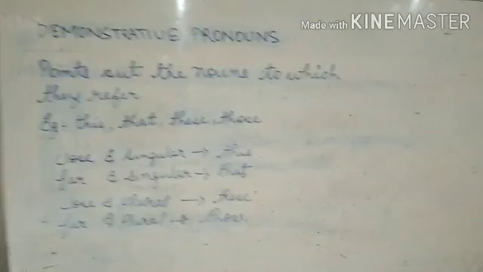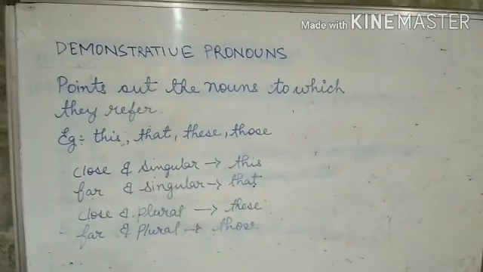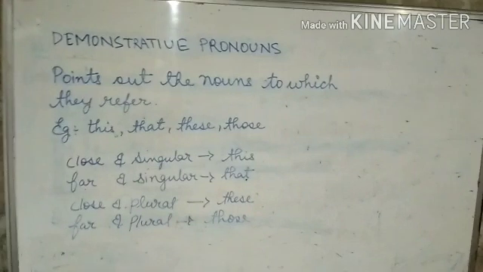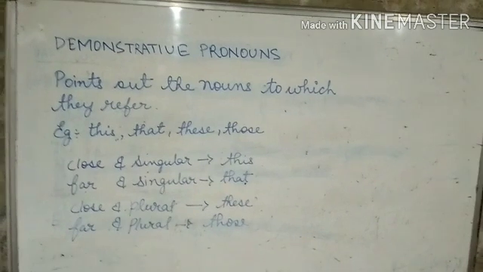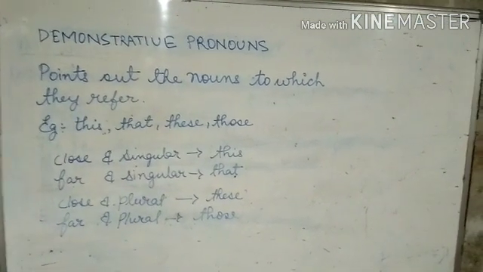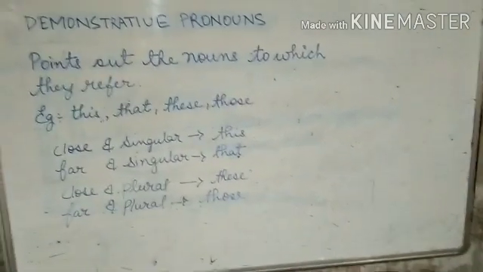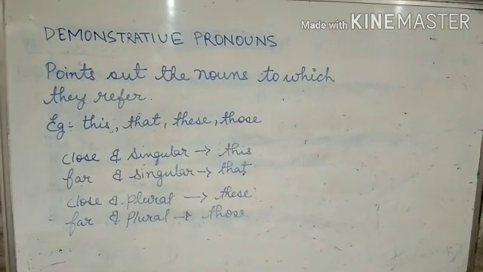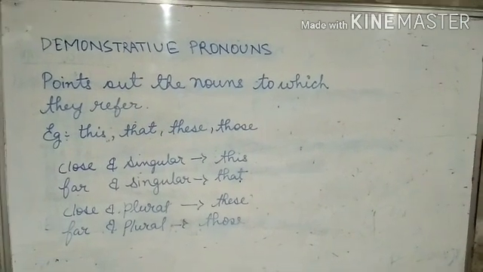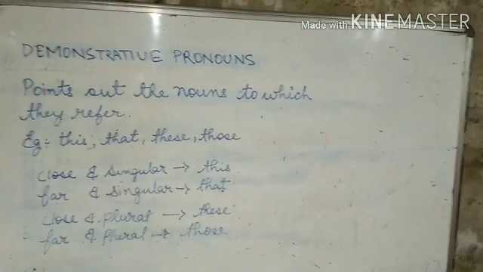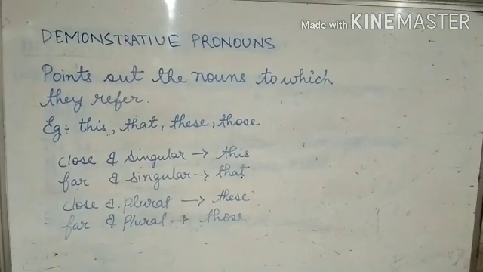If I am talking about a particular mountain, I will say that is a mountain. Why, children, that is a mountain? Because it is far from me and it is singular in number. I will use that. Coming to the next one, these. When will I use these, children? When the things are close to me, near to me, and the things are plural in number, it means more than one thing. So I will use these.